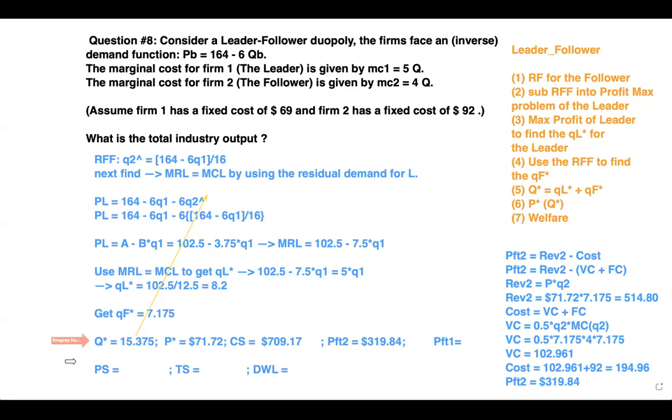And I went ahead and did my calculations again, and I got 709.17 for my surplus.